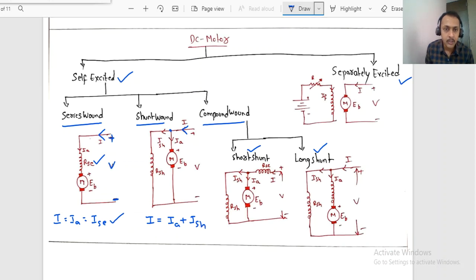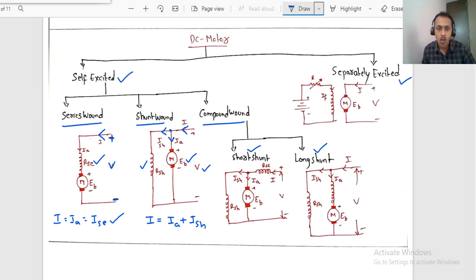Very, very important. At this node point, if you apply the KCL, we have applied some voltage. Because of this, the motor draws some current. That current drawn by the motor, some part of it is going to the field winding. RSH is the shunt field winding. RSC is the series field winding. EB is the back EMF generated by the motor. V is the terminal voltage.